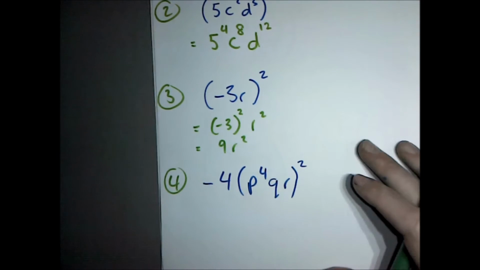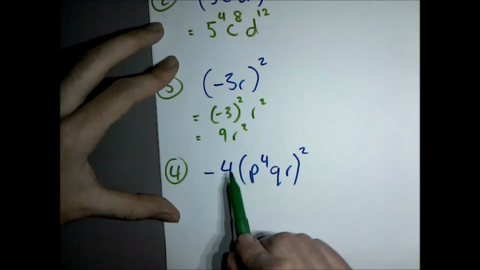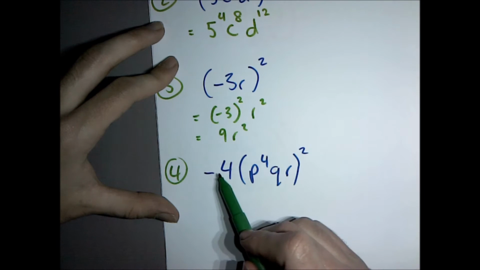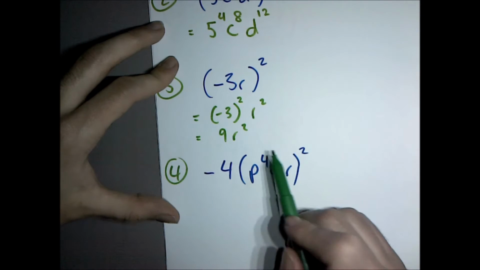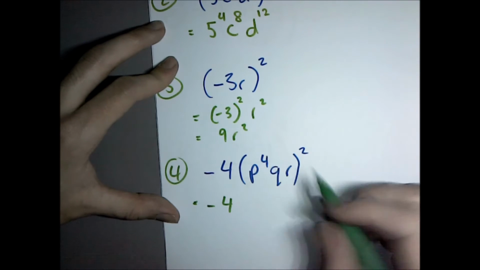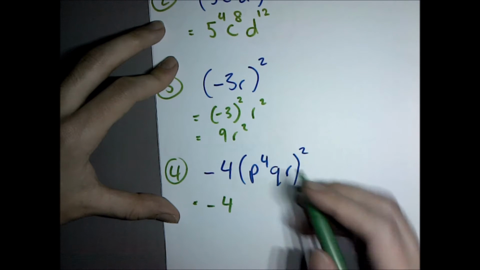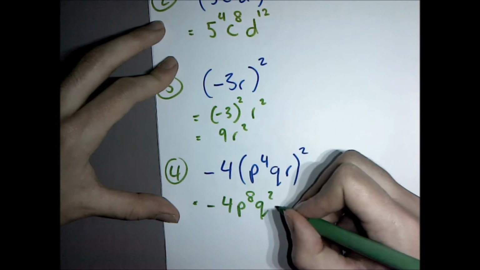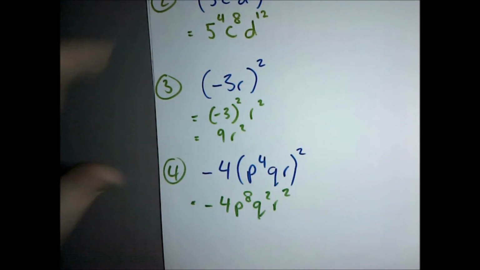Now sometimes you're going to have numbers on the outside of the bracket, just like this. So this number here isn't going to be squared. It's only the things that are inside the bracket. So this is going to end up becoming negative 4. p to the power of 4 squared is p to the 8. And you're going to have q squared and r squared as well.